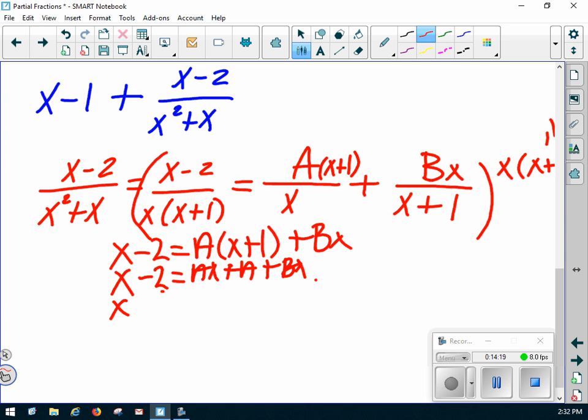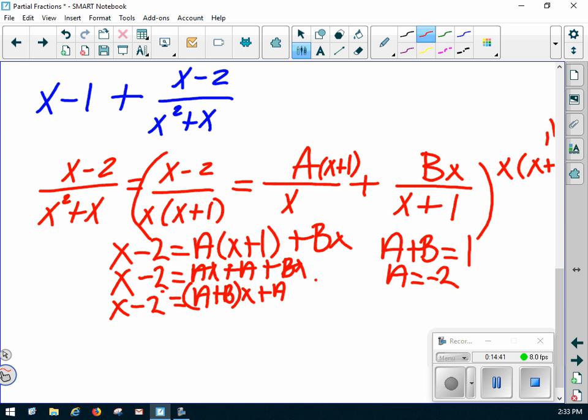And then x minus 2 equals a plus b times x plus a. And then a plus b equals 1 and a equals negative 2. So b equals 3. And so then x minus 2 over x squared plus x equals negative 2 over x plus 3 over x plus 1.